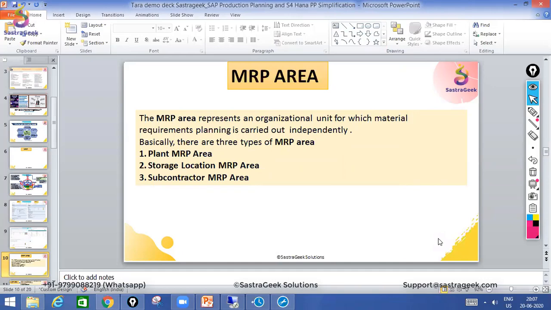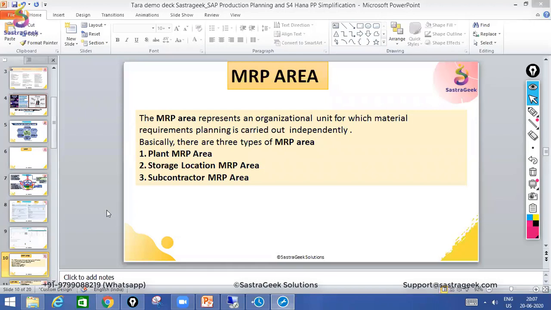So in SAP we have three kinds of MRP area. One is plant MRP area. In the last session we discussed this, where we ran MRP. Second, storage location MRP area. And third one is subcontractor MRP area. Now we will discuss in detail what each kind is and what purpose it is actually used for. Okay.